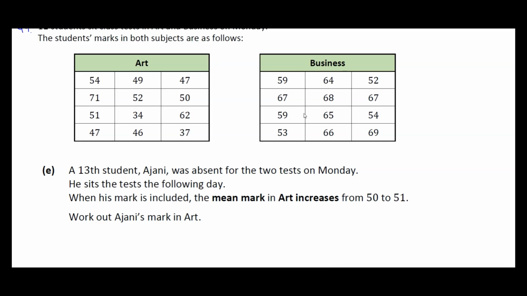who was absent from the test on Monday, because that test happened on Monday. He sits the test the following day. When his mark is included, the mean mark in art increased from 50 to 51. Work out Anjani's mark in art.